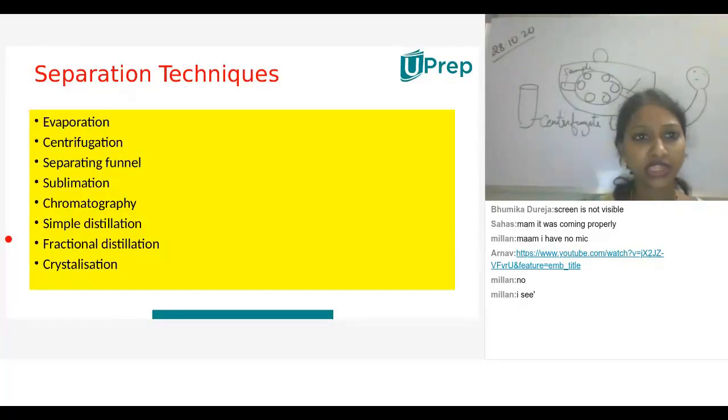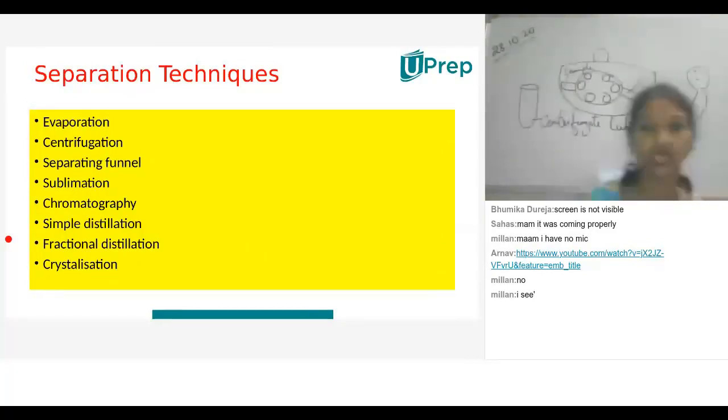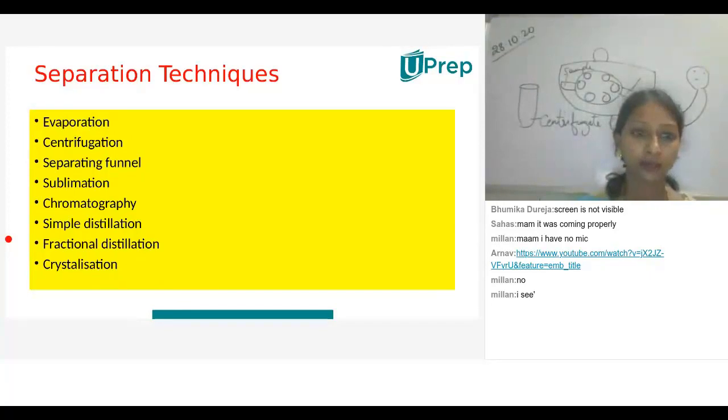So these centrifugation machines, we can find both electrically operated and even manually operated. In some laboratories, we can find manual ones also. Okay.